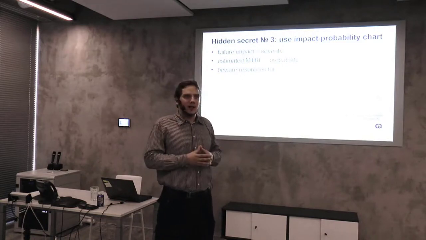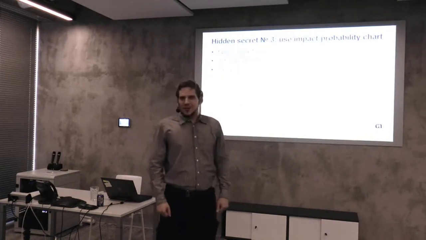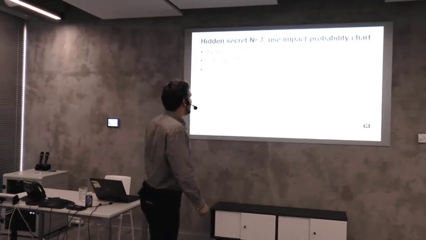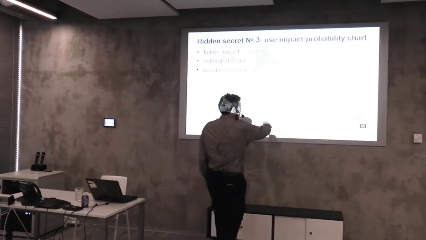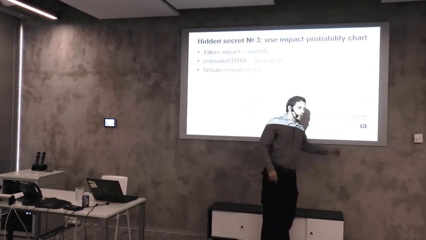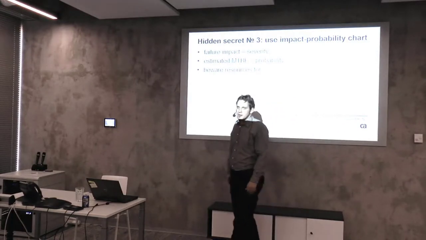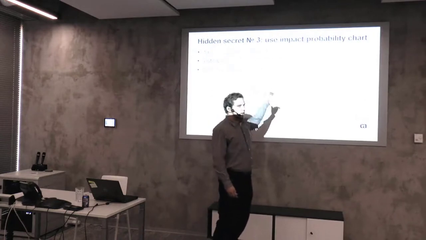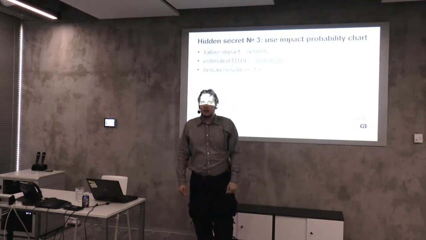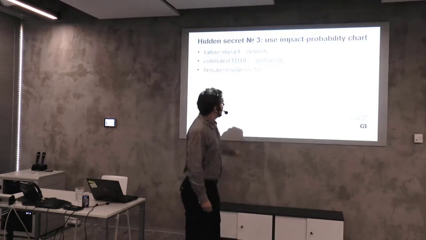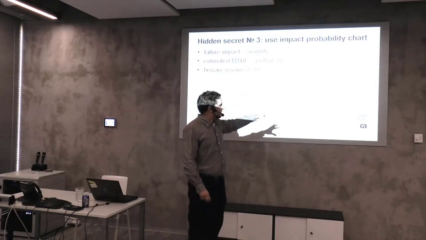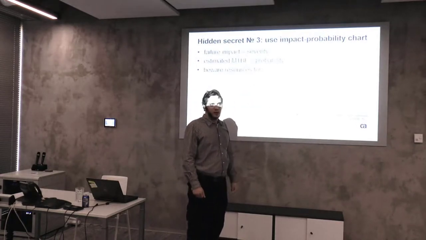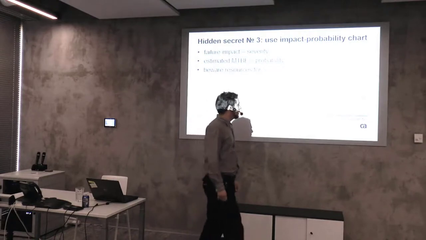And how do you prioritize? Using 2D charts. Everyone loves charts, right? So you take the probability that something will occur. That's our MTBF or some other metrics. You take the severity, how bad it would be if something went wrong. And you classify the functions and possible bugs or defects or failures accordingly.